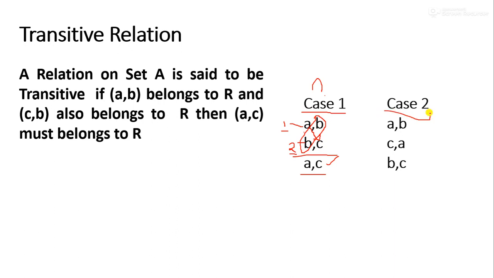In case 2 we have a common. Here this is the first pair and this is the second pair. In case 2, the first element of the first pair is equal to the second element of the second pair, and then we need to check for the remaining pair. Only then is our relation said to be transitive. If neither case 1 nor case 2 occurs in a relation, then our relation is by default transitive in nature.